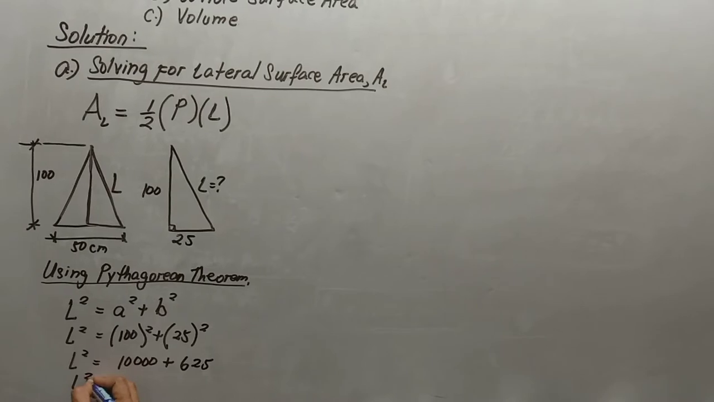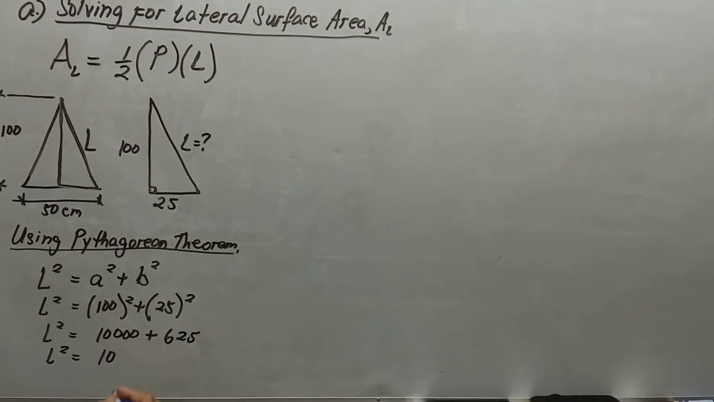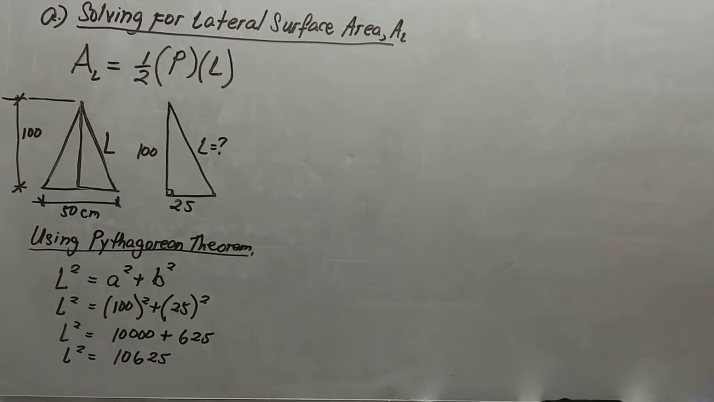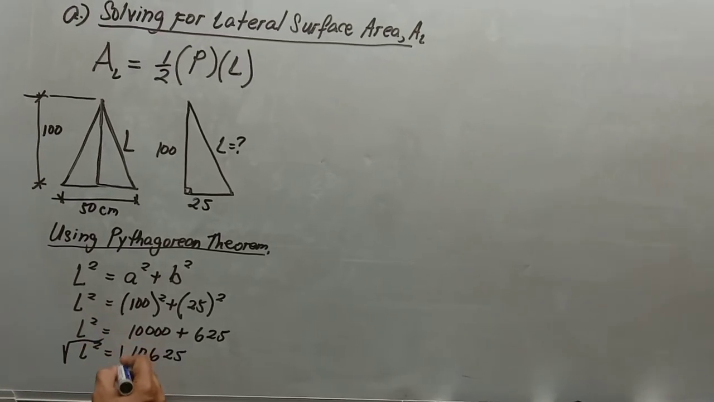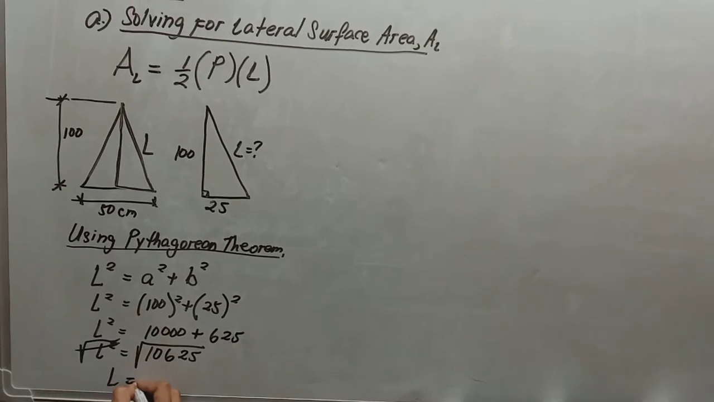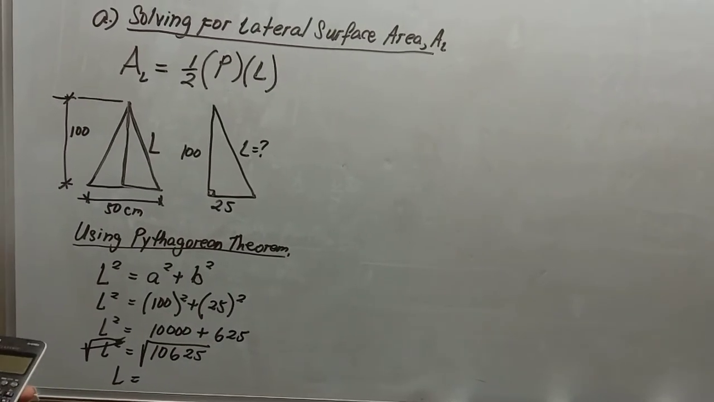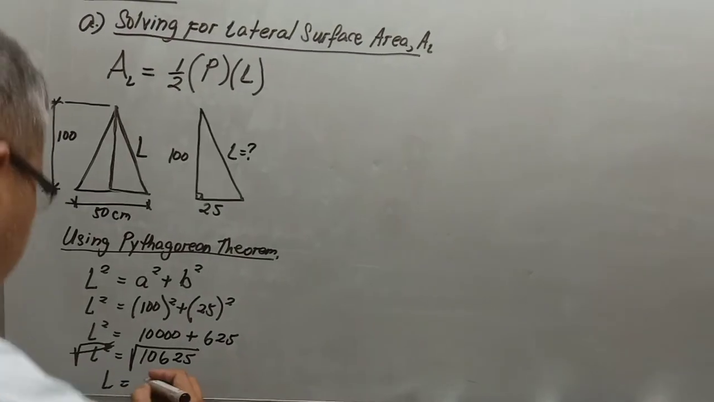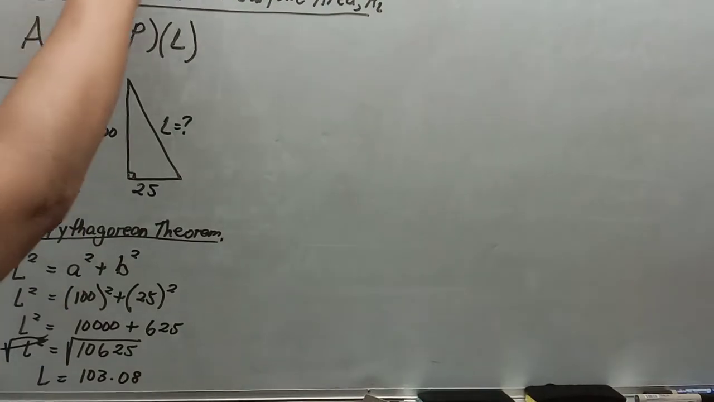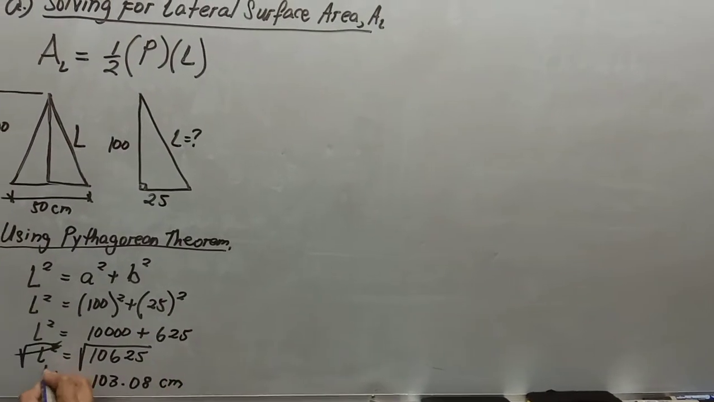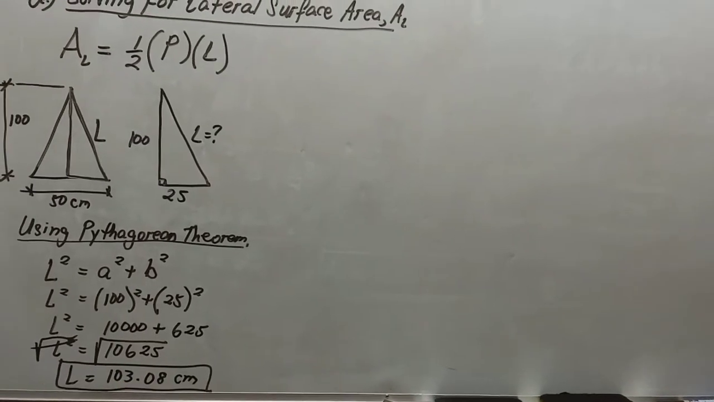So L squared is equal to the sum of these two values, 10,000 plus 625, which is 10,625. How do you solve for the length? This time you can apply the radical in order to eliminate the exponent. So the square root cancels the square, and L, the slant height, will be the square root of 10,625, which is equal to 103.08. What's the unit, guys? We are using centimeters. So this is the length of the slant height: 103.08 centimeters.